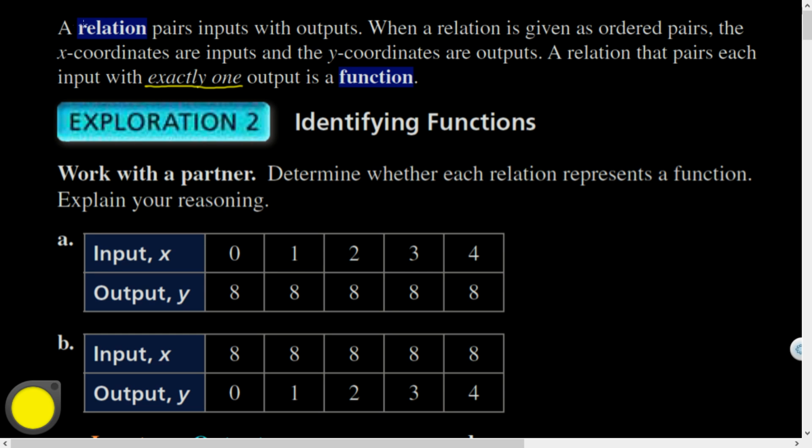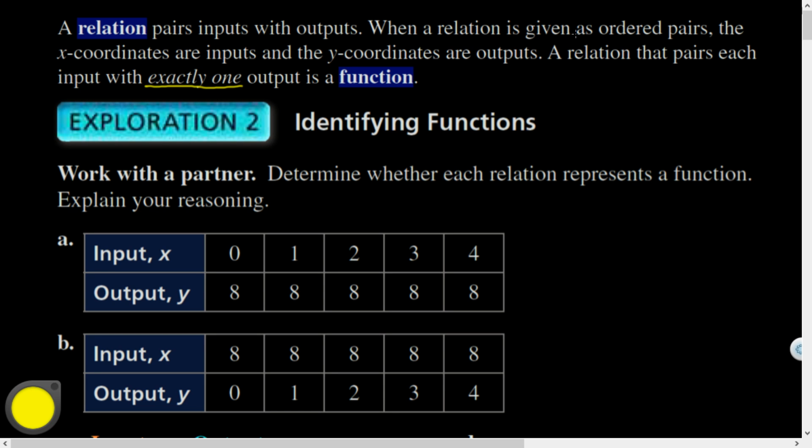So let's see. Here it says, a relation, so like a relationship, pairs inputs with outputs. So anything that connects inputs to outputs is a relation. All right, that's the most general, broad case that I've got.